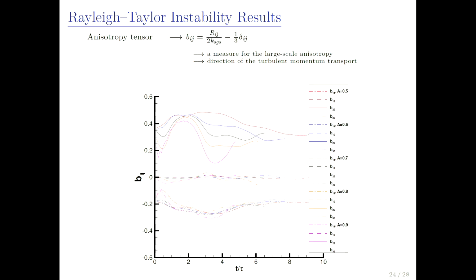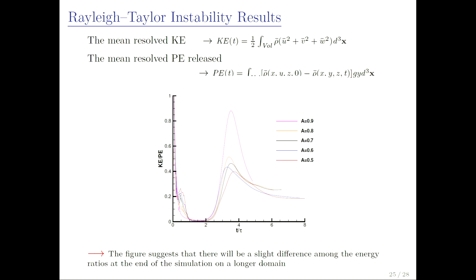Anisotropic tensors: once you get the Reynolds stress terms, you can easily compute the anisotropic tensor, another measure for the large-scale anisotropy. The most affected component is b22, the vertical component. There is no significant change in the others. So I also computed the kinetic and potential energies and compared them.